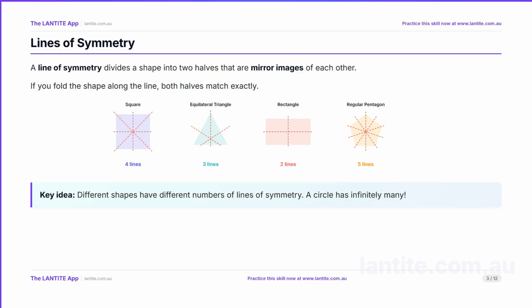A line of symmetry divides a shape into two halves that are mirror images of each other. If you imagine folding the shape along that line, both halves would match up exactly. Different shapes have different numbers of lines of symmetry. A square has 4, an equilateral triangle has 3, a rectangle has 2, and a circle has infinitely many. On the LANTITE, you may be asked to draw lines of symmetry or count how many a given shape has.